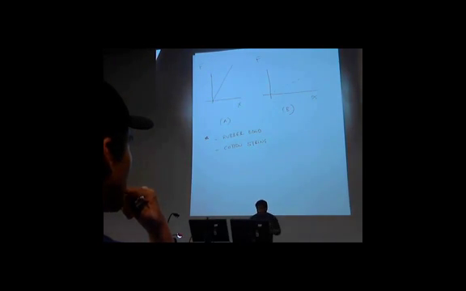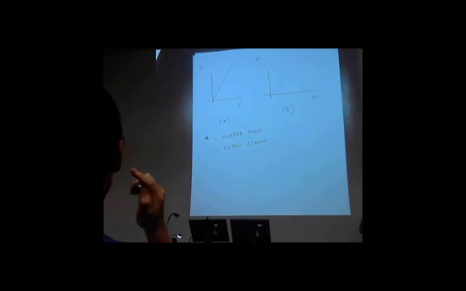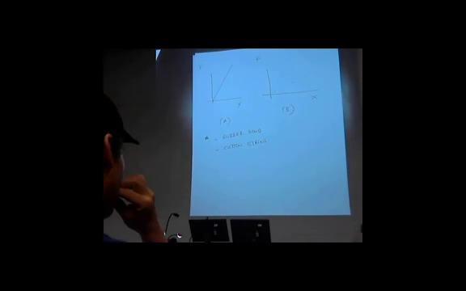B, the rubber band. B is rubber band, and A is the cotton string. Is that true for all of you? Yes? Are you sure? No. We are not sure. Yes, please.